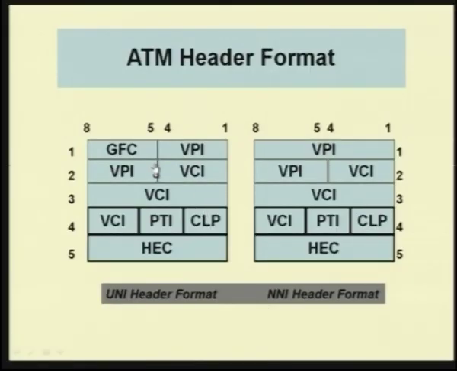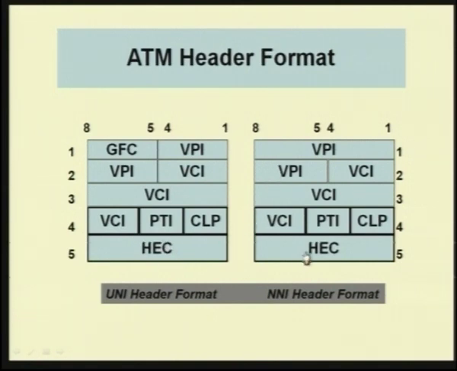If you look at the UNI and NNI formats, in the UNI you first have a field called GFC, which is followed by VPI and then VCI, 8 bits of VPI followed by 8 plus 4 plus 4, 16 bits of VCI. Then there is a payload type field, a cell loss priority field, and an error control field. This is called the header error control field.